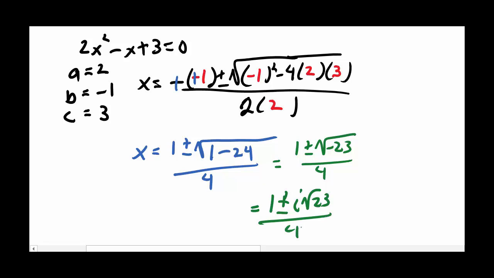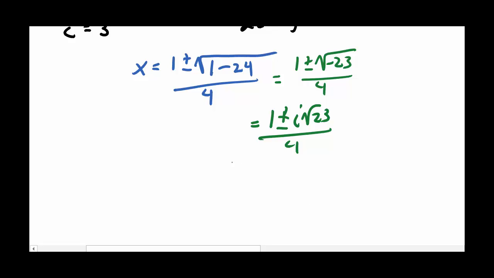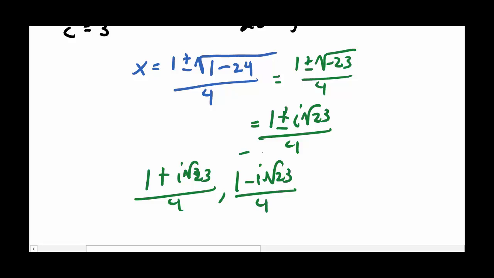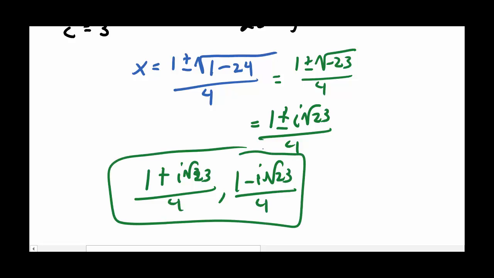Sorry, said it, didn't write it. That's actually a perfectly fine answer right there. So if we want to go further and just say it's 1 plus i square root 23 and 1 minus this i, that's fine. So our two solutions are that, or the plus or minus form of it is also fine.